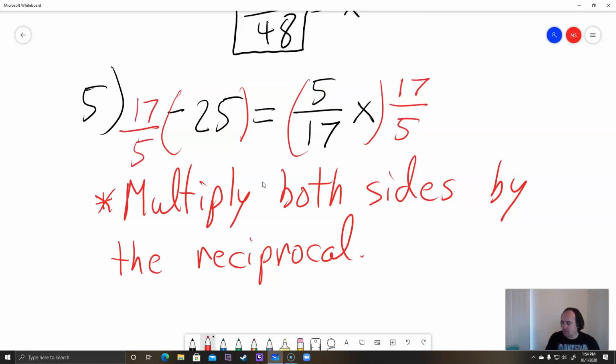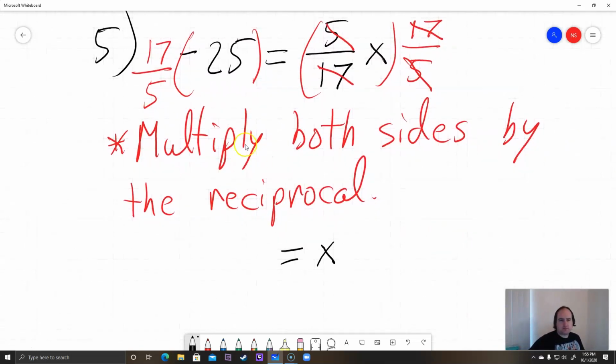And you might be wondering, why do we multiply by the reciprocal? What does that do? Well, notice on the right side, because we have a 17 on the top and the bottom, those 17s cancel out. And then we also have a 5 on the top and the bottom, so those 5s cancel out. So on the right side now, we just have x. We've isolated the variable x, and the only part that's a little bit challenging is the left side.